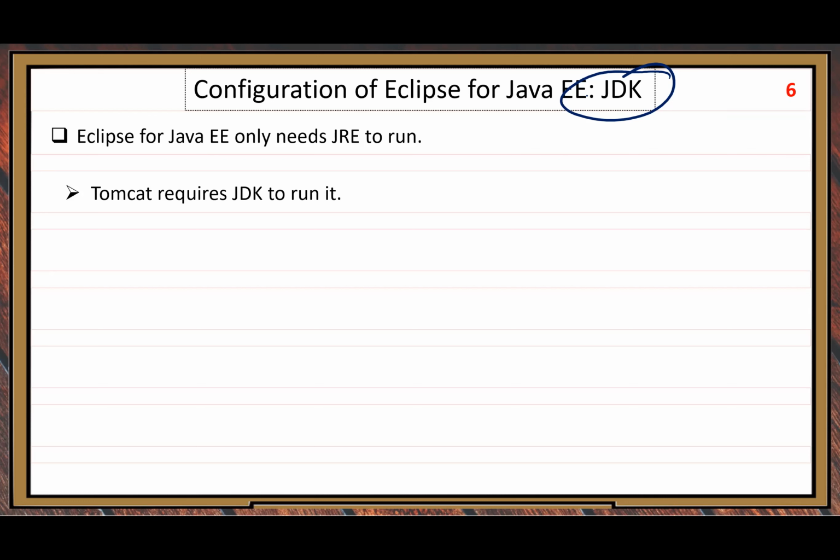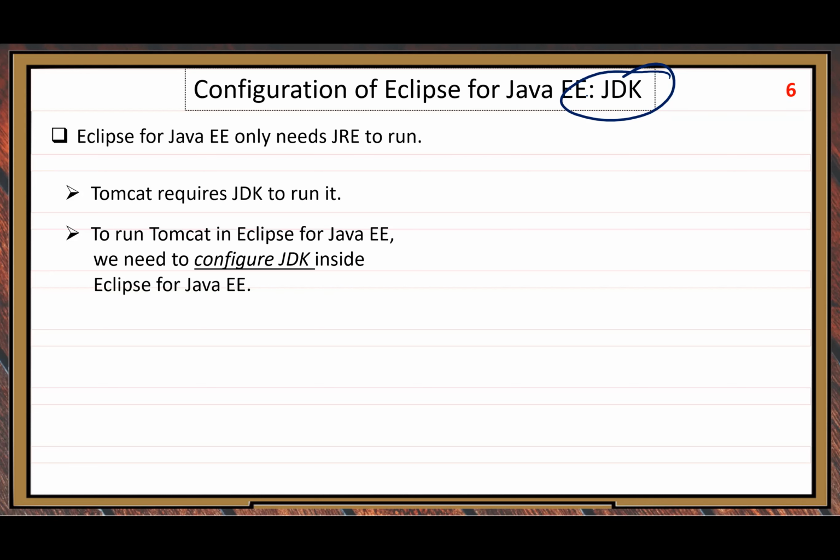So we want to embed a Tomcat inside Eclipse, so we need to tell Eclipse where to find the JDK. All right, so to run Tomcat in Eclipse for Java EE, we need to configure the JDK inside Eclipse for Java EE. How to do it? Pretty simple. Let's start the steps.